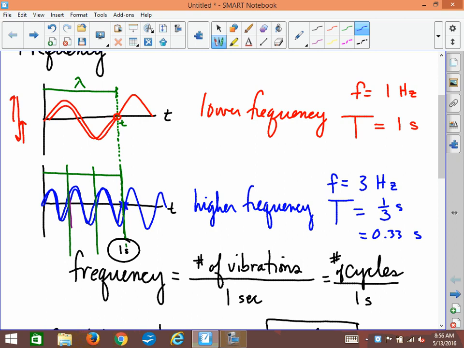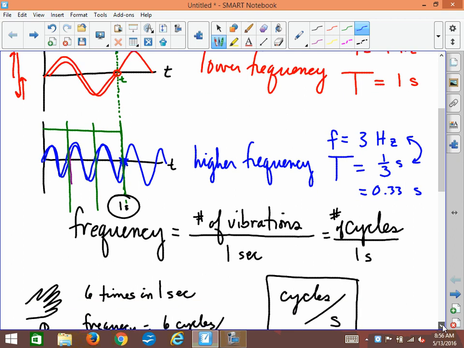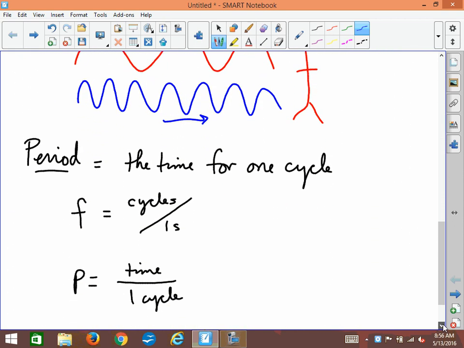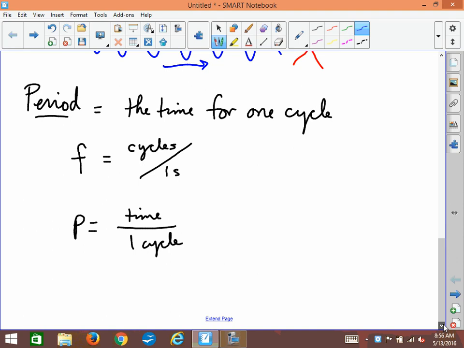But notice right here an interesting thing. The period is really just the upside down reciprocal of the frequency. If the frequency is 3 hertz, that means you have 3 wavelengths in a second, which means that each one is 1/3 of a second. So we can describe period, the time for 1 cycle, and we can describe frequency, cycles per second, and we realize that frequency is equal to the reciprocal of period.